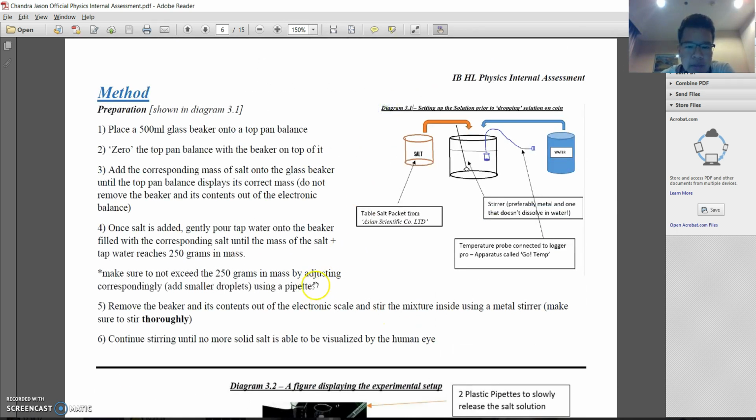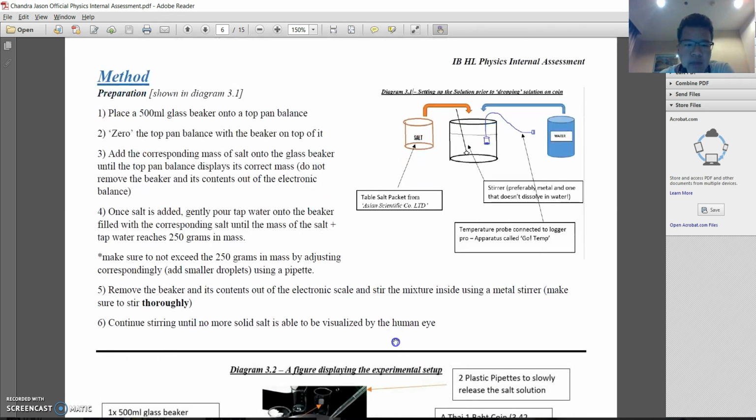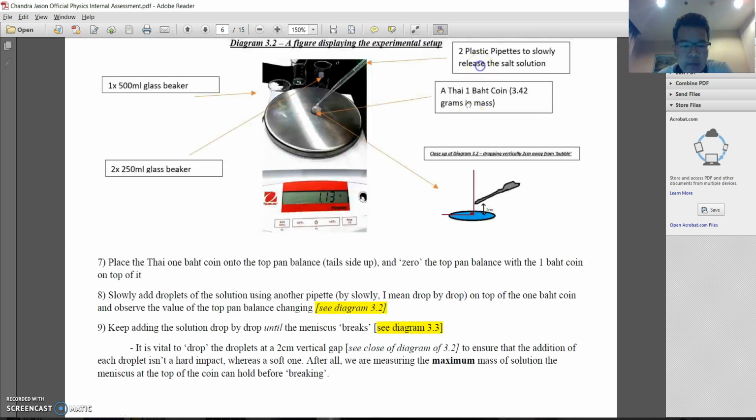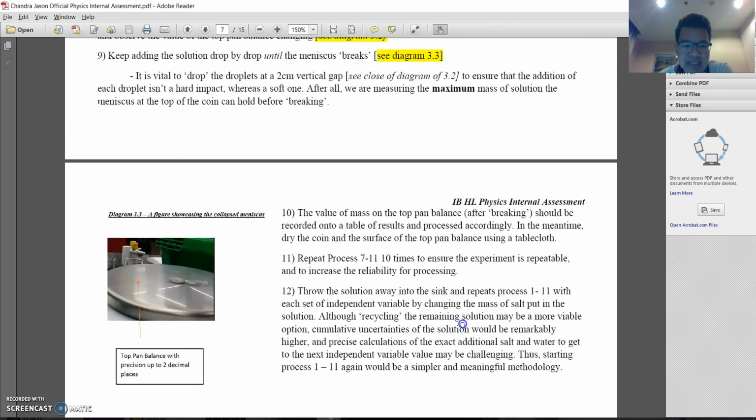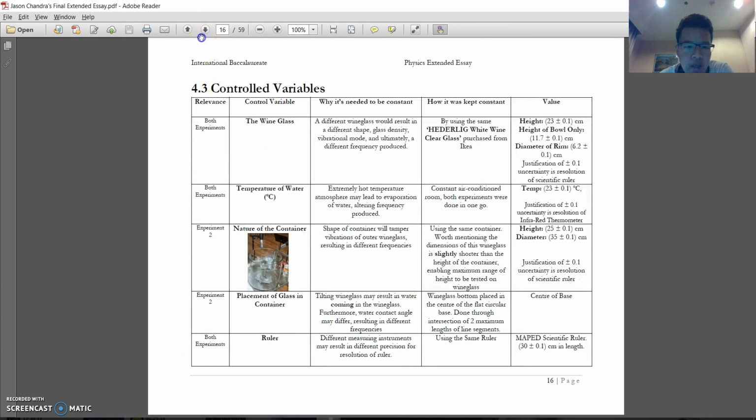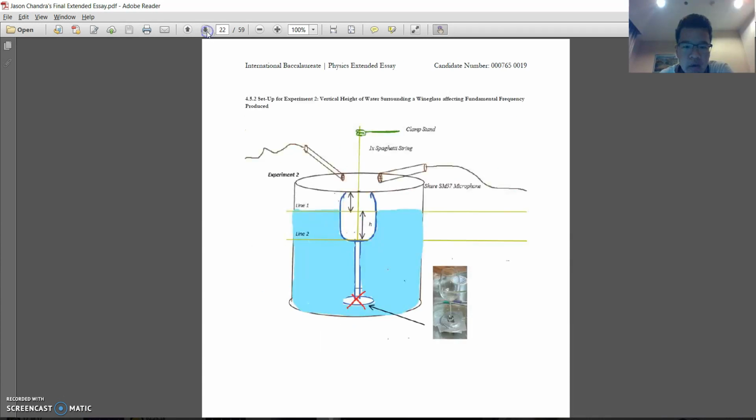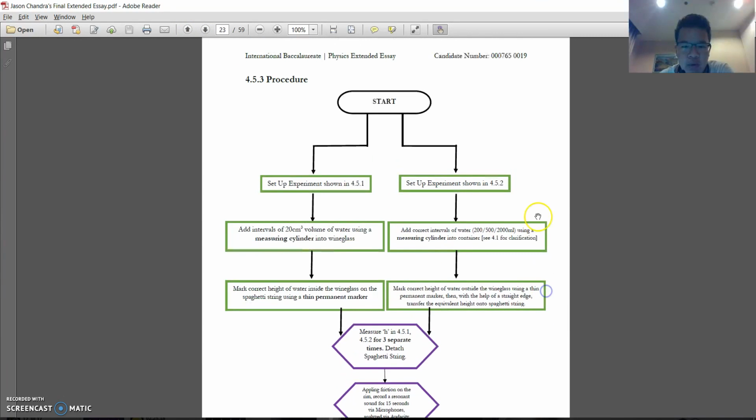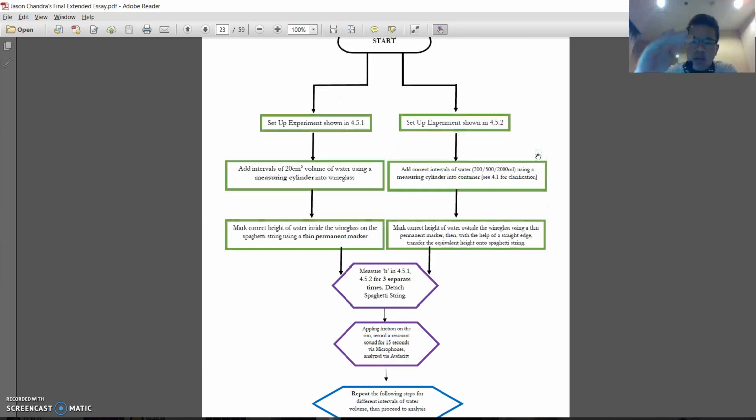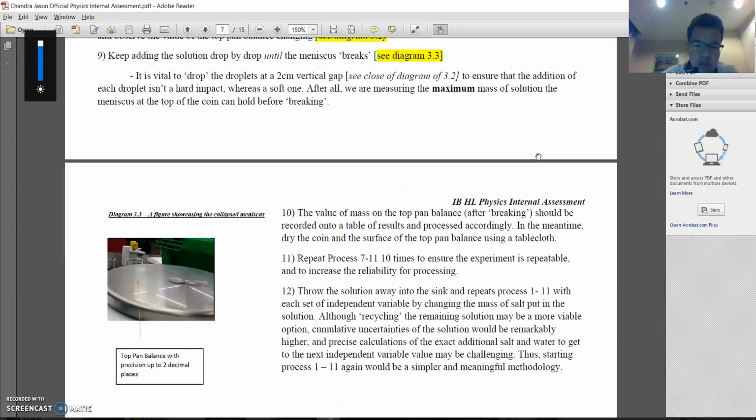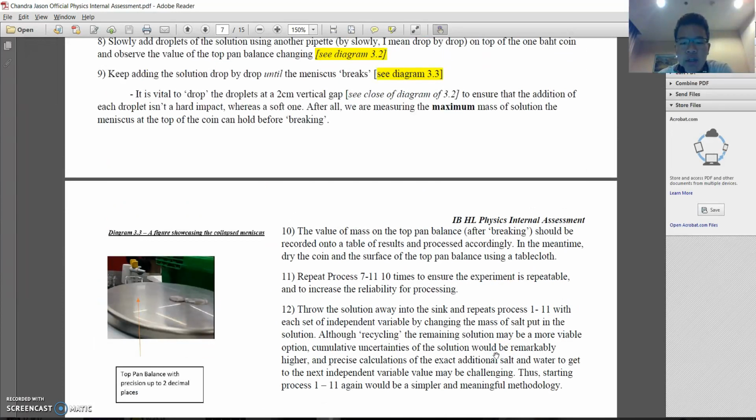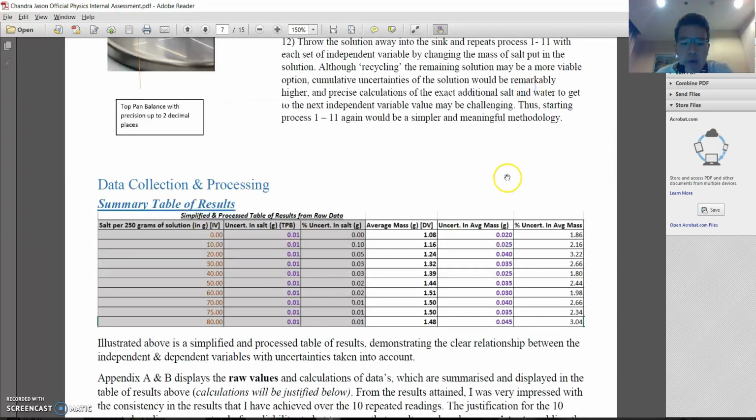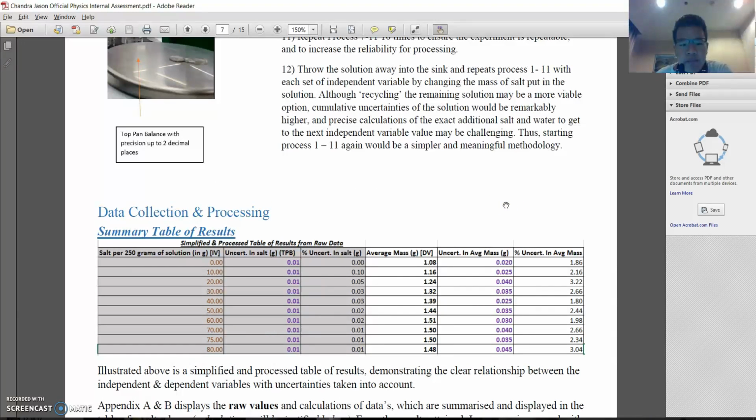And then the method could be like 1 2 3 4 5 6 7 8 9. It's a bit tedious, or you could do it like my EE, which is a procedure like that, which is pretty cool too. Like do that, and so on. It's easier too. So once you have done your experiment and you've repeated your results like 3 times, you're going to put it in a collection of your summary table of results.